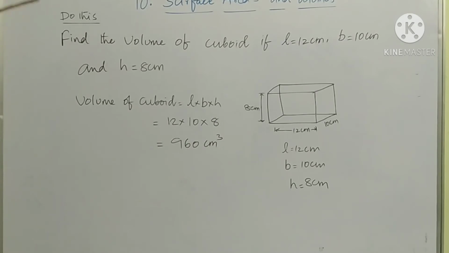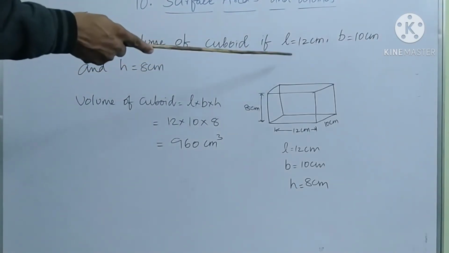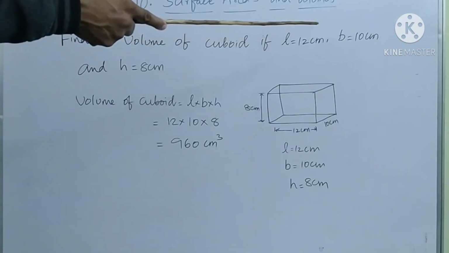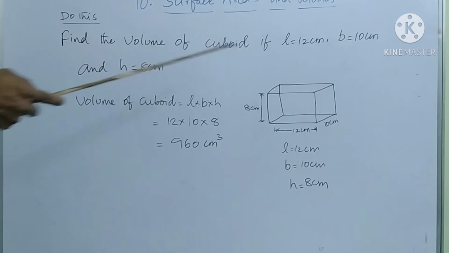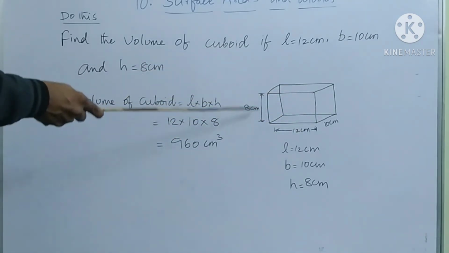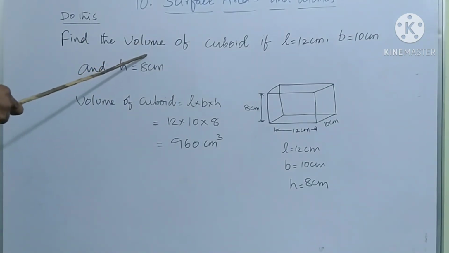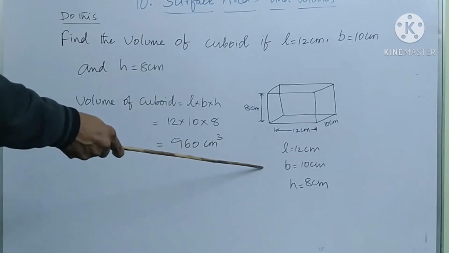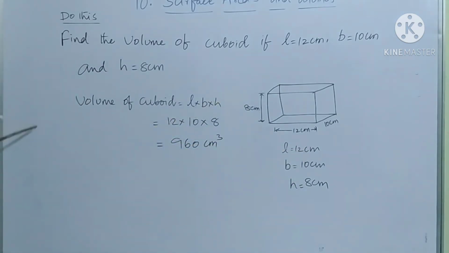This is the first question from volume. Find the volume of the cuboid. Here the solid is a cuboid. If the length of the cuboid is 12 centimeters, breadth is 10 centimeters and height is 8 centimeters, find its volume. Here volume is the question mark. So length is 12, breadth is 10, height is 8. Units are centimeters.